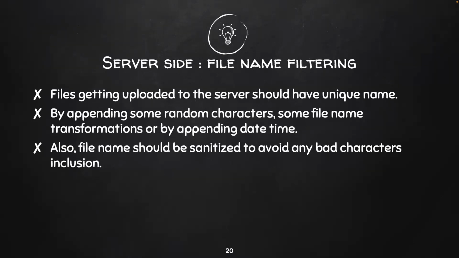Also, the file name should be sanitized to avoid any bad characters. Let's suppose in the file name mountains.jpg, instead of mountains, I provide a script in the file name, and I upload that file with the malicious code as its file name. If that is not filtered out, it will be executed on the server, and that again might cause a file upload vulnerability. That's why file name filtering should also be there on the server side. And we can always try to penetrate it using file name filtering, because not all servers maintain it, so this might be a possible place where we can try to penetrate.